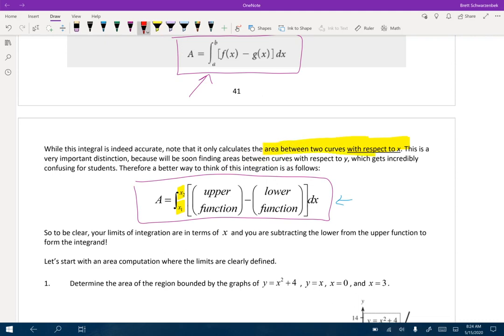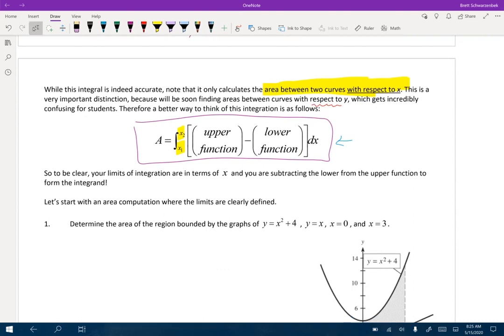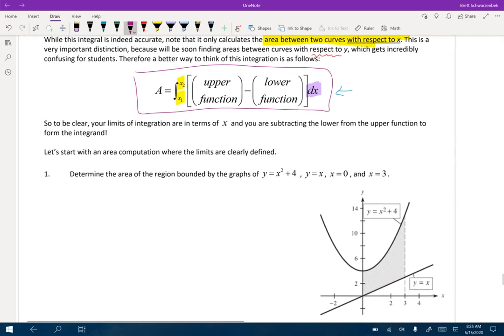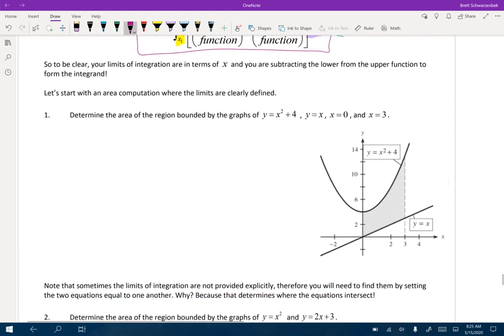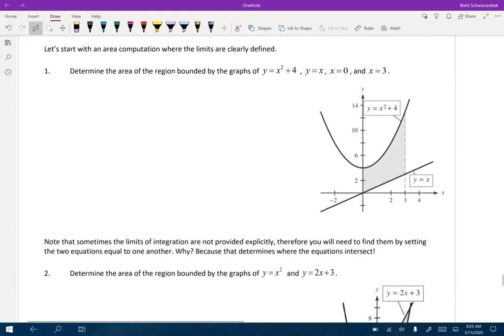At some point soon, we're going to be doing it with respect to y. It makes the whole topic harder, for sure, but I just want to point out for now, we are doing it with respect to x, and we know that, by the way, because of this dx right here telling us that we're doing this with respect to x. Okay, so why don't we set up and do some example problems to make sure all is good.